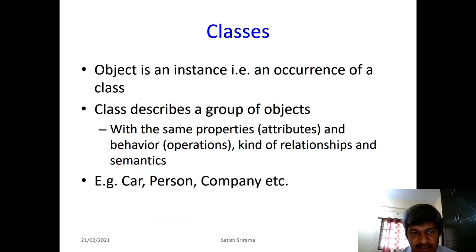Then let us move towards classes. An object is an instance, or more or less an occurrence, of a class. A class describes a group of objects with the same properties, also called attributes, and behavior, which are operations, which we have discussed already, and kinds of relationships and semantics. These are the things which we will be discussing as part of this unit 1, in the coming videos. So a car can be a class, a person can be a class, a company can be a class, of which we have seen what the objects could be. So these are the classes and objects.